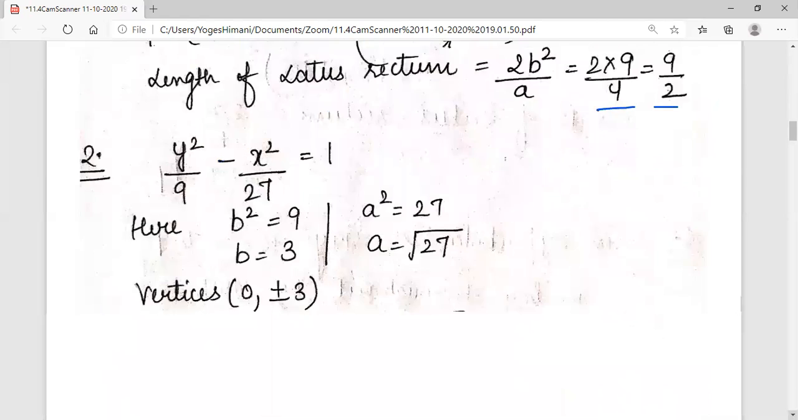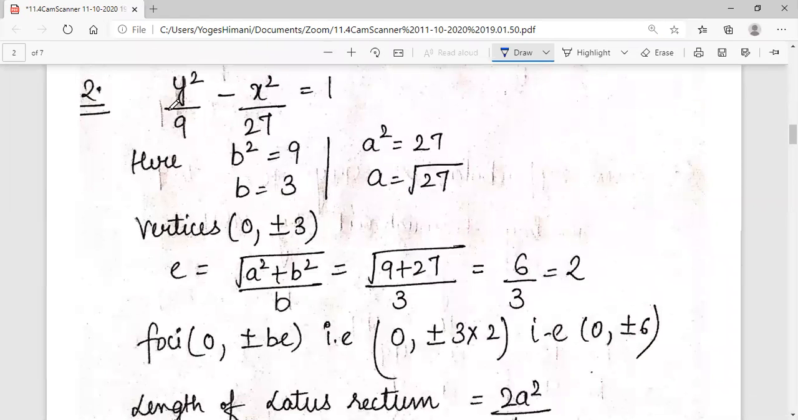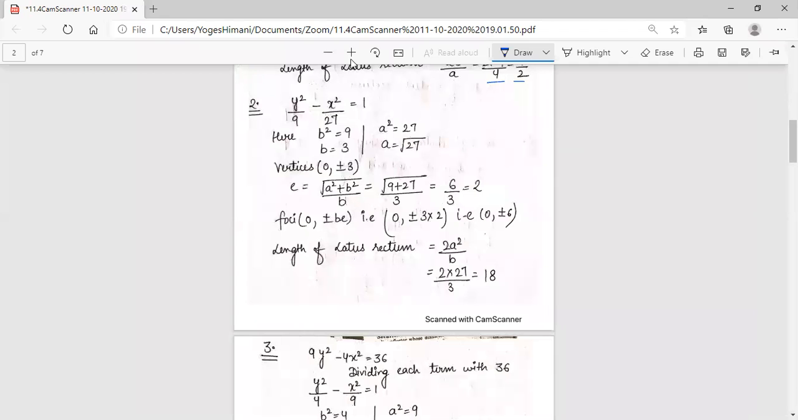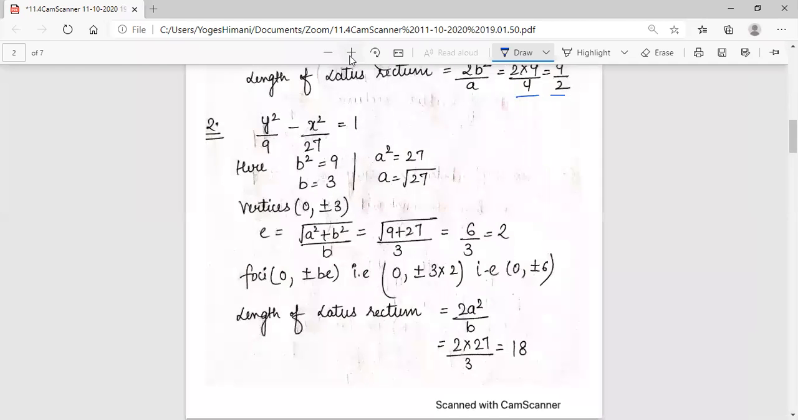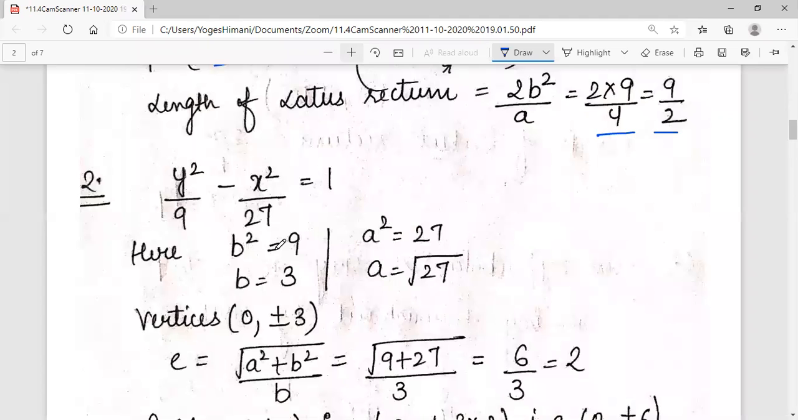Now question number 2 is also same, but with the equation you can see x square is in minus, y square is in plus. It means our hyperbola is on which axis? Our hyperbola is on y axis. Let's see. B square is 9, b is equal to 3. A square is equal to 27. A will be equal to root 7.